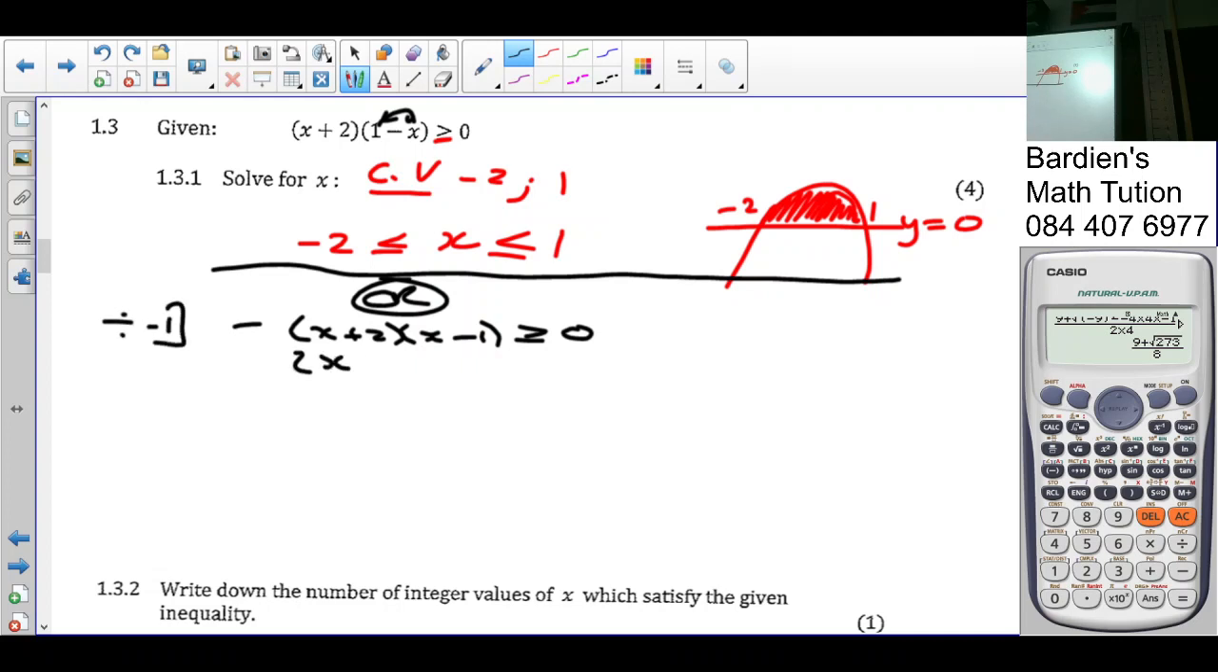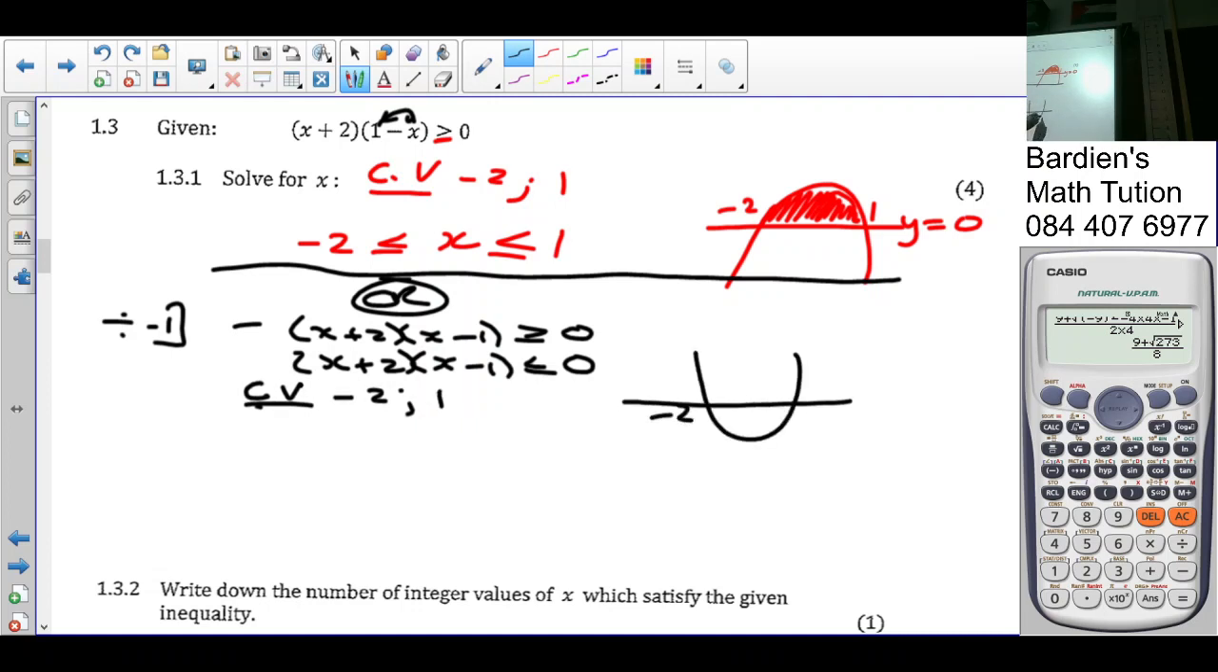So it's going to become x plus 2, x minus 1 is less than or equal. Whenever you're multiplying or dividing by a negative number, your inequality changes, swaps around. So my critical values, never say your x is equal to, no? Critical values negative 2 and 1. Here's negative 2 and here's 1.